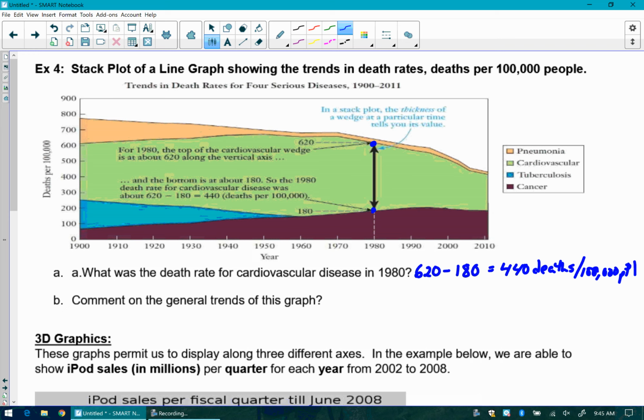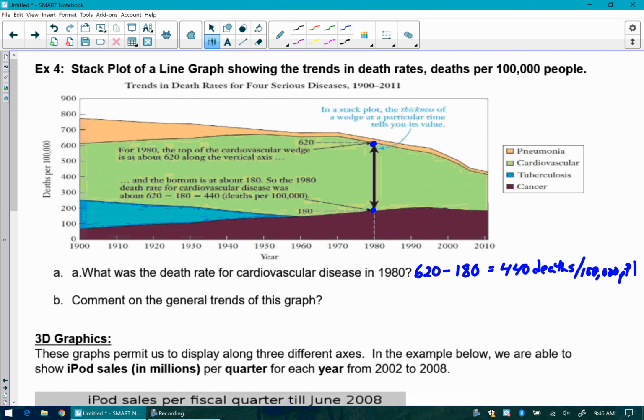Part B, just commenting on the trends in the graph. For example, this blue wedge here is tuberculosis. Since after around 1959, 1960 there isn't any more blue wedge, we could say that TB has basically been eradicated since 1960. And so you would just comment on each of the other types of diseases. To give you another perspective, just to add a little something here, just to give you another example.